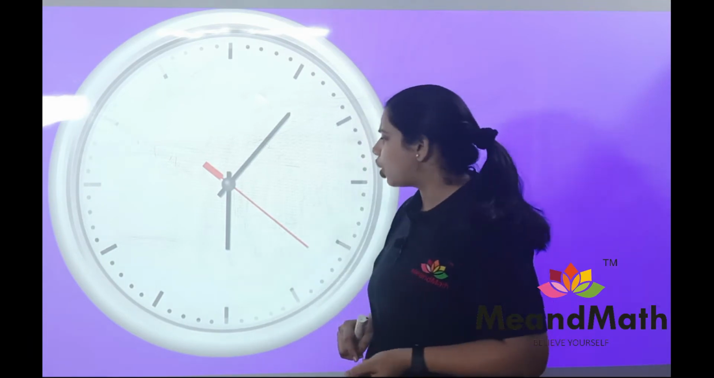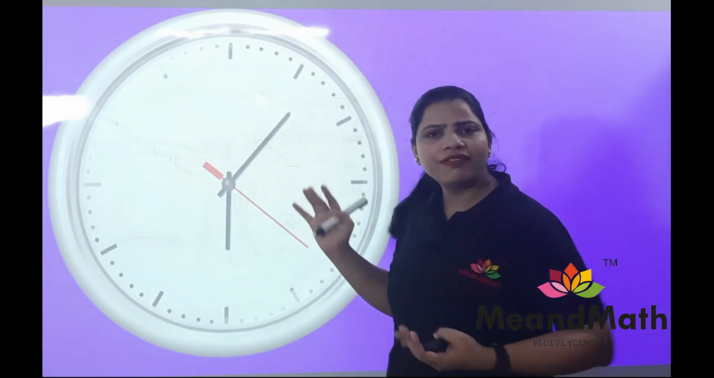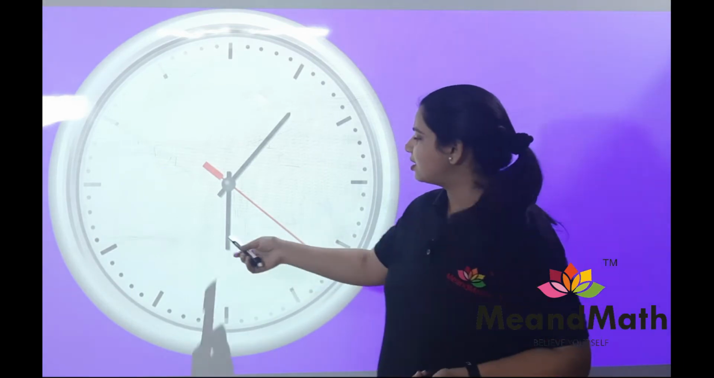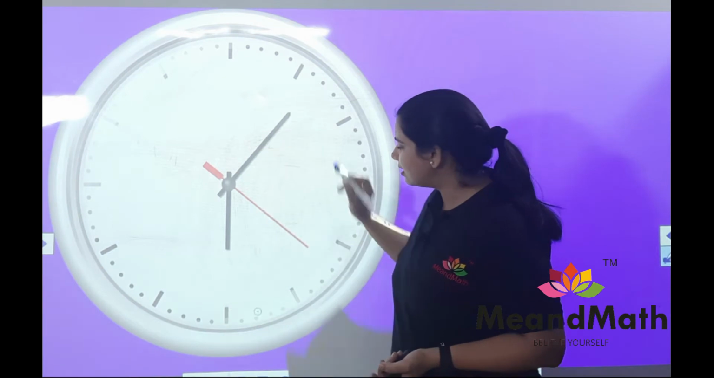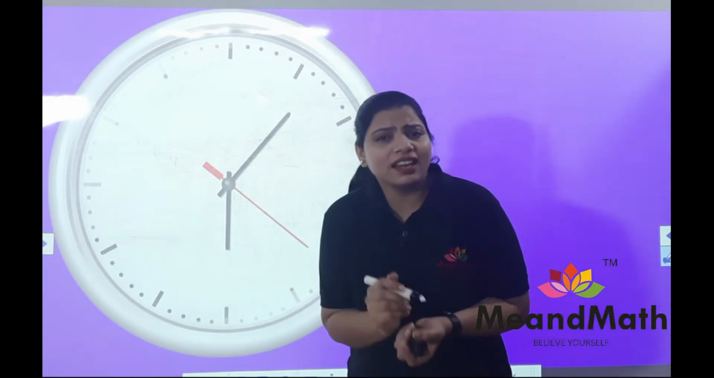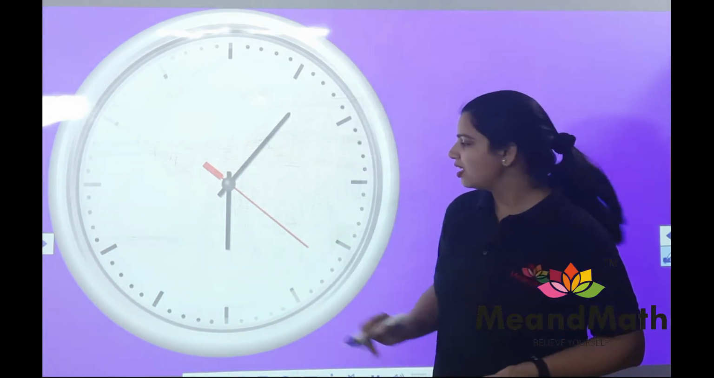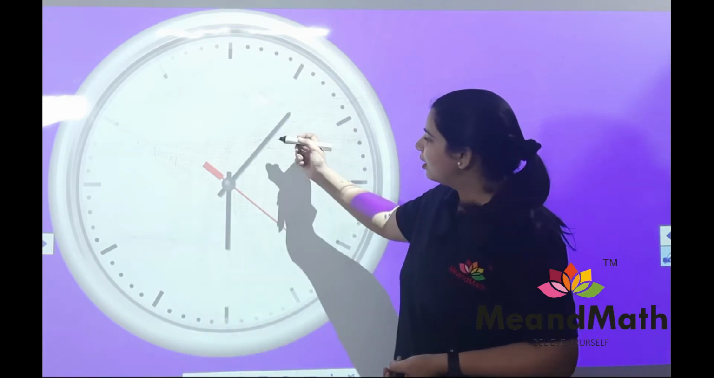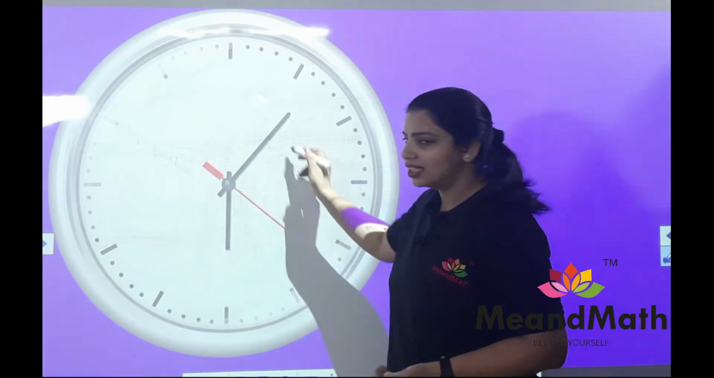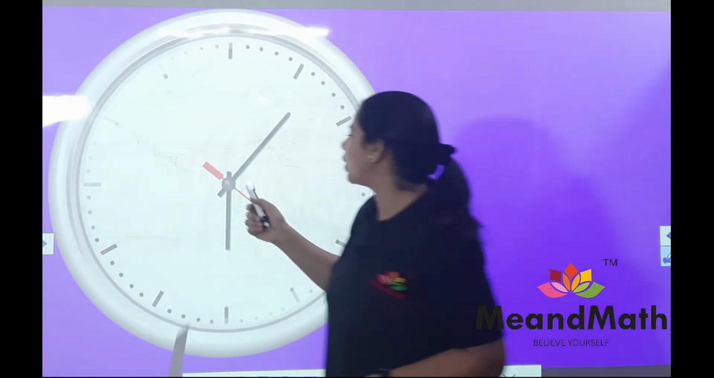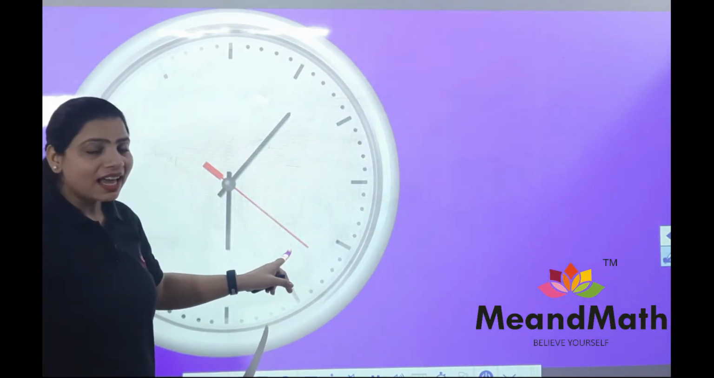Yes, one is shorter. They have a difference of length, right? This is the shortest one, and then I think this one is longer than this, and the red one is thinnest as well as longest. So the middle one is longer than this but shorter than this, and the red one is the longest hand.